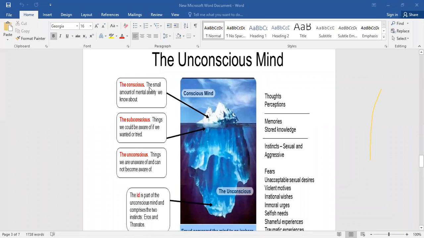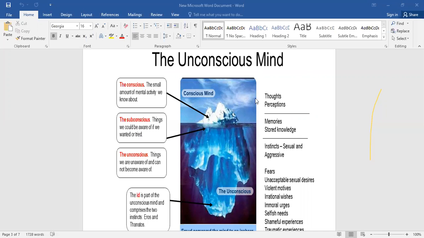Now see that here you can very easily see with the help of the arrow the conscious, the small amount of mental activity we know about. So this is the conscious mind. Conscious mind means a small activity that is before us. It is a mental activity. And then at the second point, we have subconscious things we could be aware of if we wanted or tried. As I gave you example earlier, when you want to recollect the recent memories, you will certainly use your subconscious.